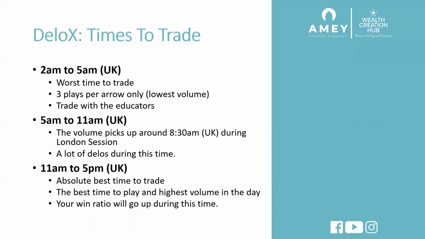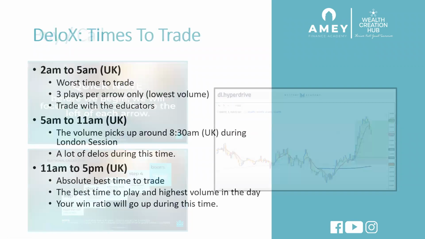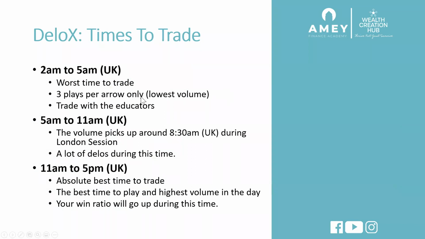Now, you get about three plays per arrow. And what we mean by 3 plays is, if you go back here, like so, these are plays, and you see per arrow, like so. So 3 plays per arrow to a different currency pair. I'd advise you to trade with the educators who trade at that time in the morning, because they're more experienced to do that.